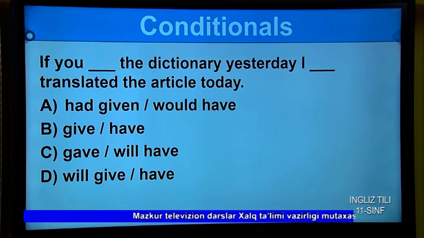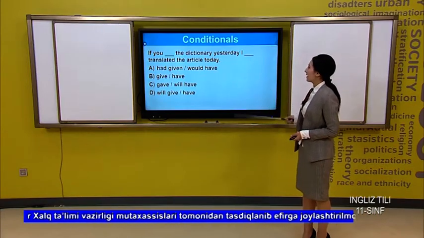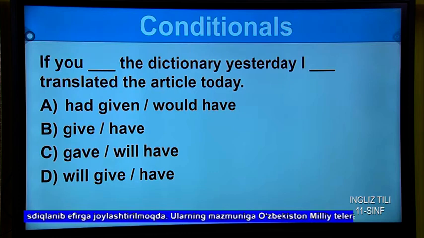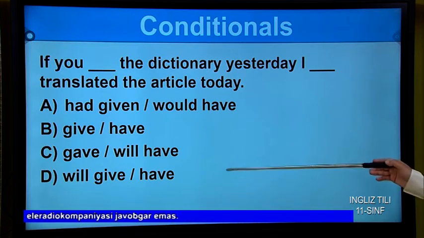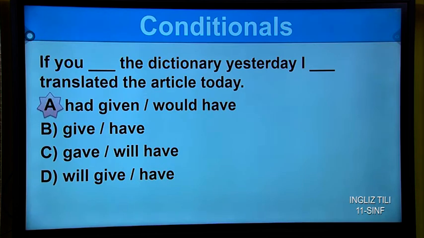Pay attention here, you can see test. Let's do it together. So, if gap, the dictionary yesterday I translated article today. As you know, it is past action. We have just one conditional describes past actions. It is third conditional. The options: had given, would have, give, will have, will give, have. Which is correct in your mind? The true answer is A. If you had dictionary yesterday, I would have translated the article.